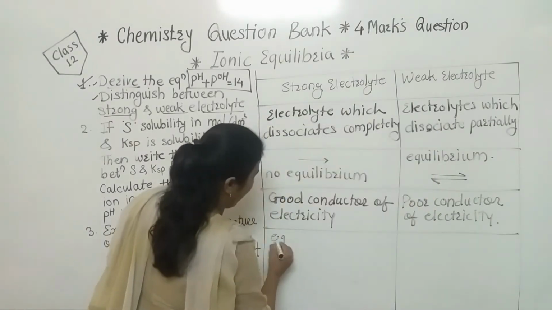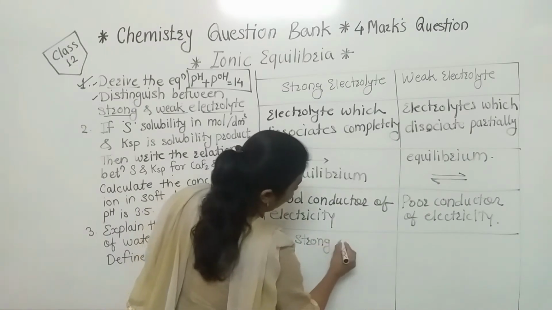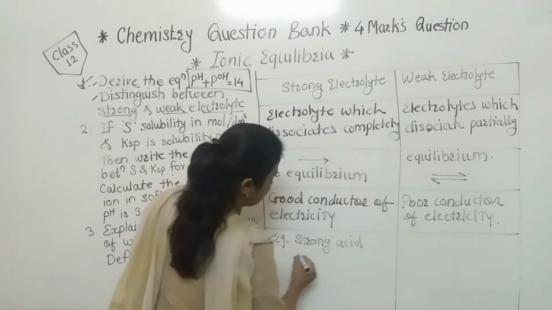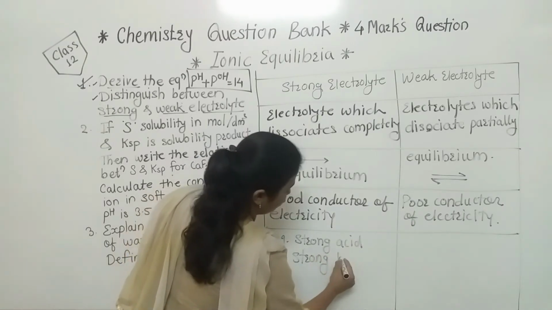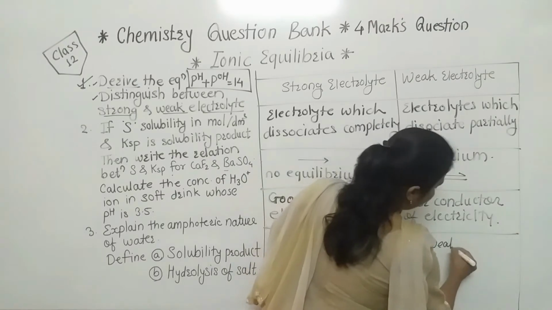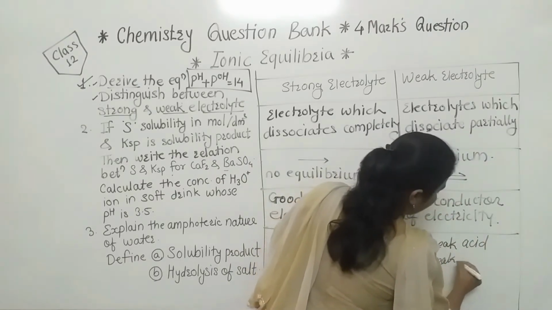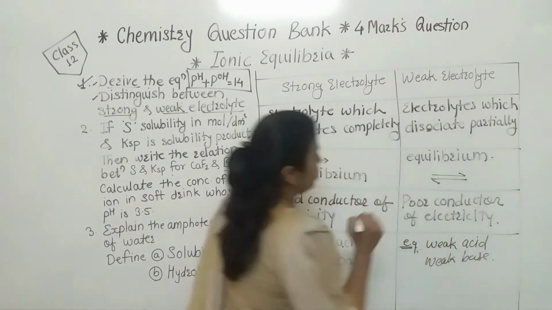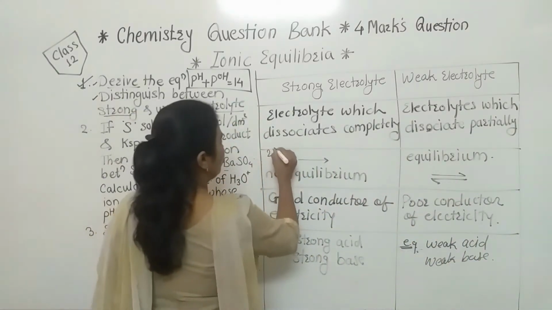And finally we have to write its example. Here strong acid, strong base, we have to write strong acid. Next example, strong base, weak acid, weak base. So these are the examples. So if we are writing these 4 points, we will get here 2 marks.